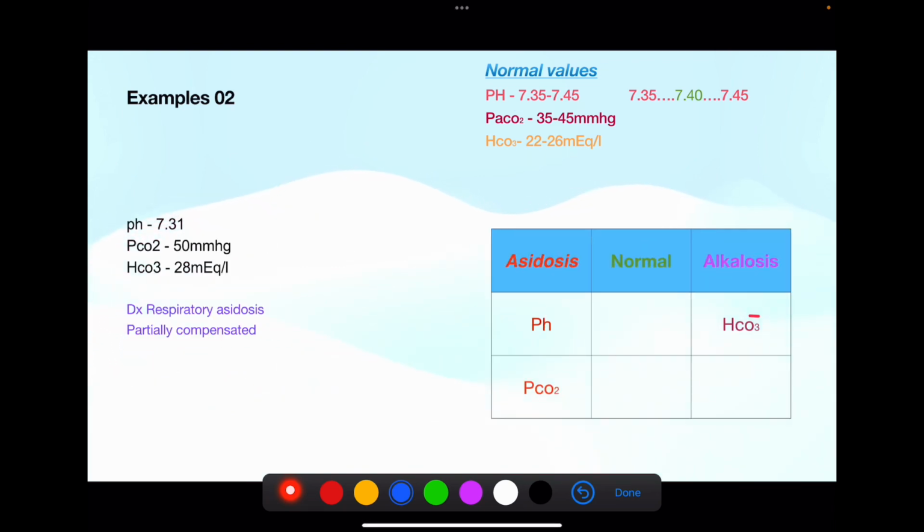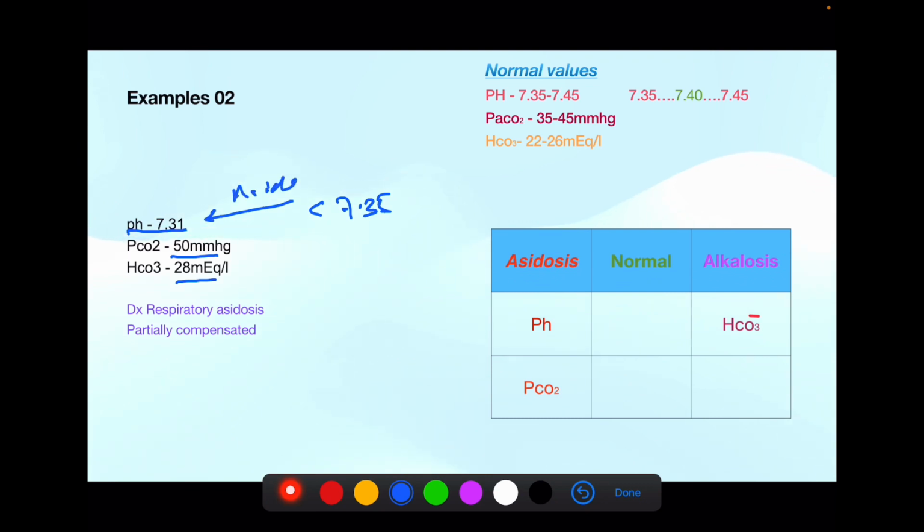In our second example, the pH is 7.31, the partial pressure of carbon dioxide is 50, and the bicarbonate is 28. Now we are going to put these values into our columns, whether it is acidosis, normal or alkalosis. Your pH is 7.31, which is definitely less than 7.35. It means this is definitely acidemia, right? Then you can put this pH into the acidosis column.